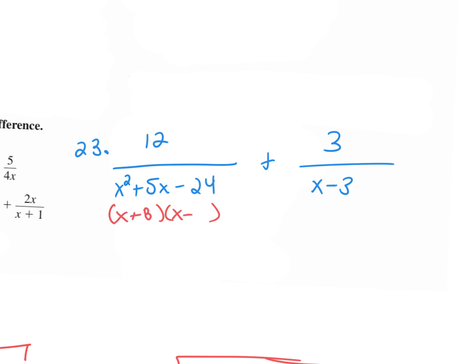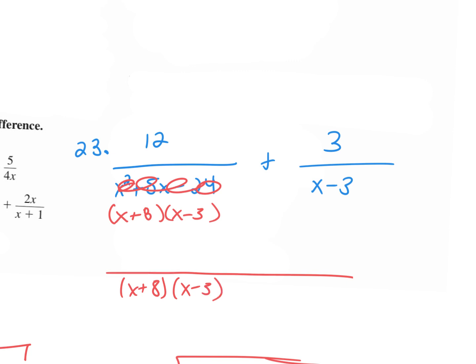Plus 8 and minus 3, okay? So now we're going to find a common denominator. Whatever is different, guys, you just stick it down there. So what does the first fraction have? It has an x plus 8, and it has an x minus 3. What's the second fraction have? X minus 3? All right, then we don't have to put it down there. We already have it accounted for. So our common denominator is x minus 3, x plus 8, however you want to write it.